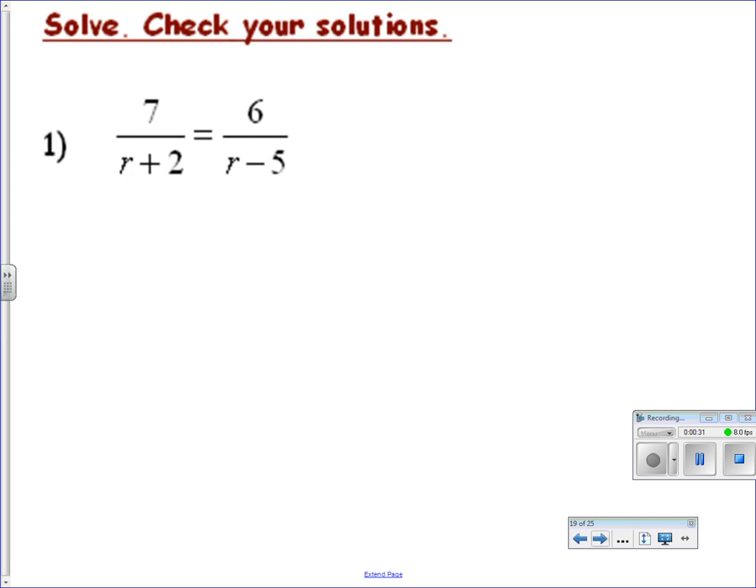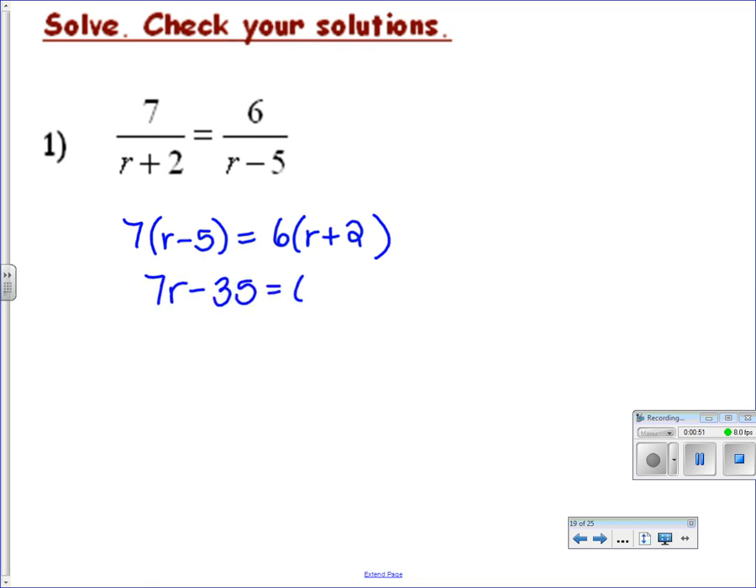So we can just do 7r minus 5, and then 6 parentheses r plus 2. We're going to go back to some of the things that we did back in algebra and geometry and now in trig. It's kind of the same thing. We're going to multiply that out, so we get 7r minus 35 equals 6r plus 12.